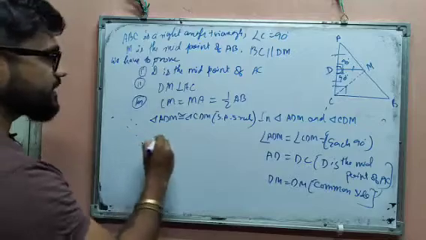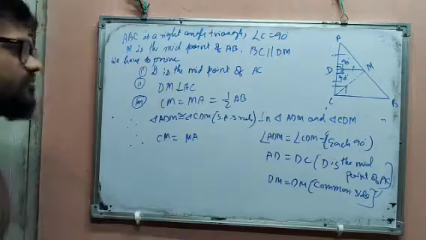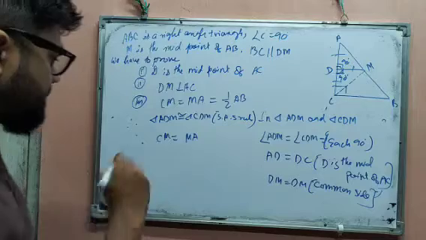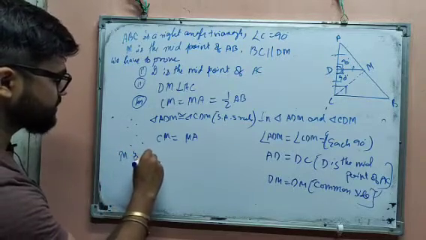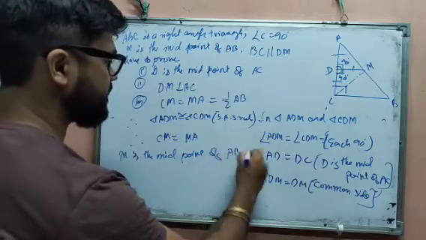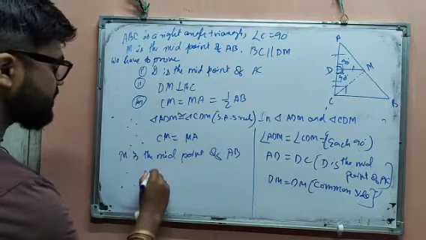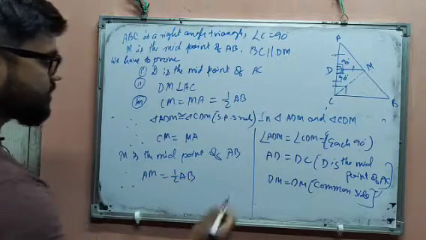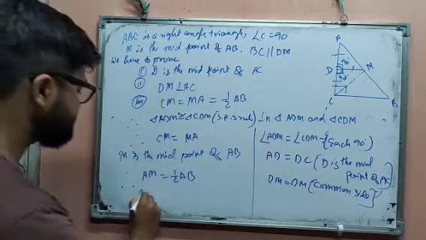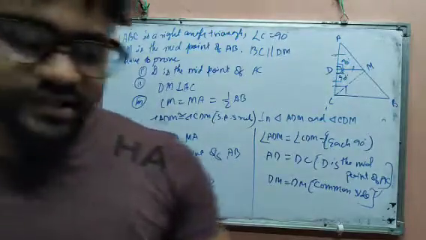So you can say CM equals MA, or CM equals AM, whatever you want to say. Now see, M is the midpoint of AB, as given in the question. As M is the midpoint of AB, AM equals half of AB. But just now we proved that AM is equal to CM. So CM is also equal to half of AB. Hence our proof is done. Okay.